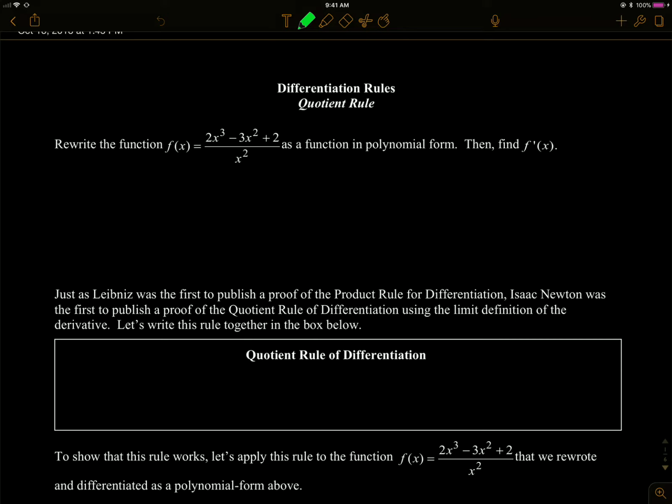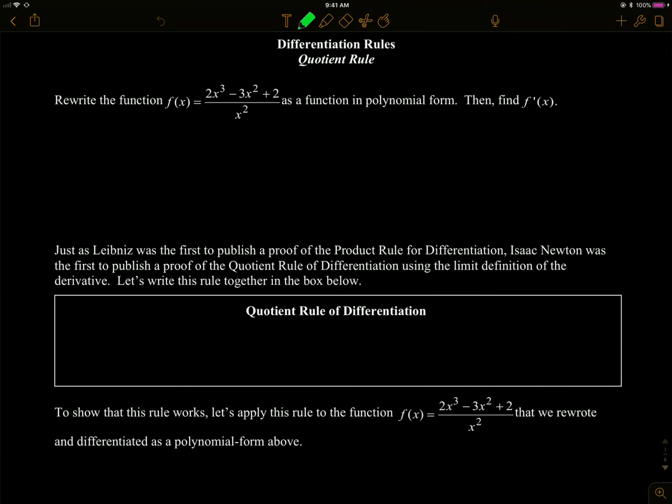So we're going to look at our next shortcut, which is quotient rule. This will be used for two functions divided by each other. So, of course, a quotient is division. Let me get set up here. The quotient is division. So we're looking for when one function is divided by another. We're talking about rational functions here.